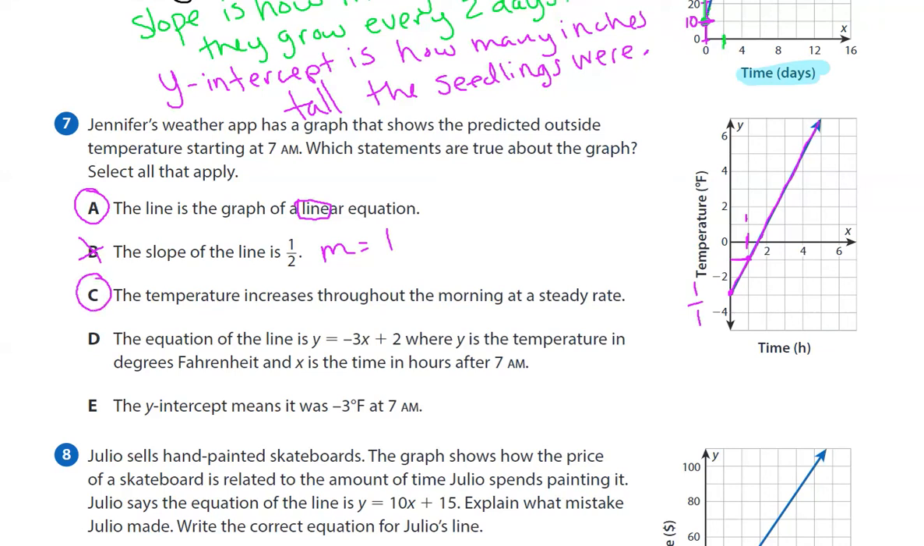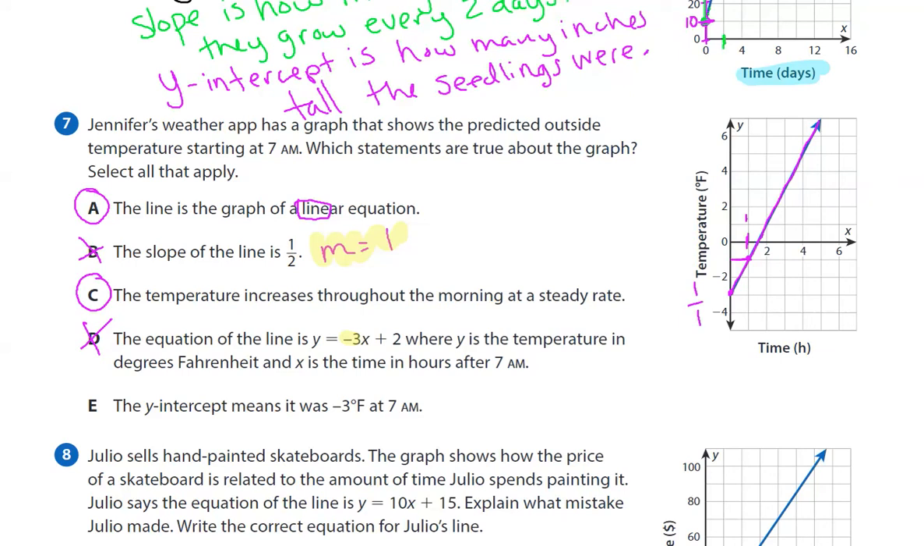D. The equation of the line is y equals -3x plus 2, where y is the temperature in degrees Fahrenheit and x is the time in hours after 7. Well, we already figured out that slope is 1. But this says slope is -3. Is that the same thing? Is 1 and -3 the same number? No, they are not. And I already told you there were 3, so spoiler alert.